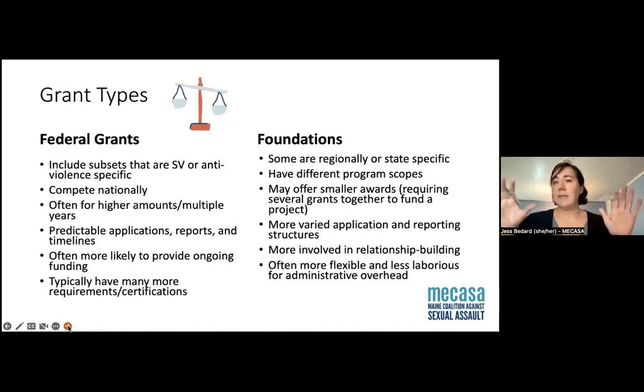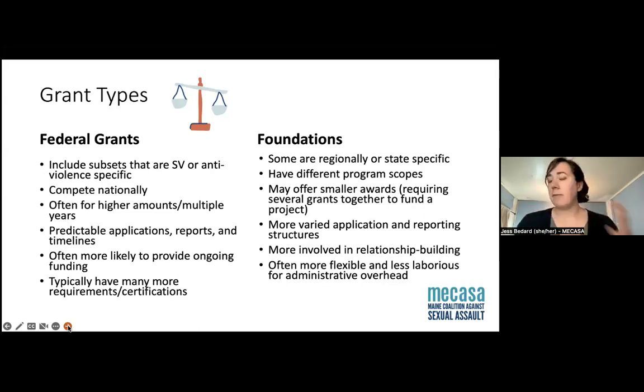Again, this is just a quick highlight on the foundations piece before we dive fully into the federal. Just a quick reminder for those from last session, federal grants are different from foundation grants. Often they will have subsets that are sexual violence specific or anti-violence specific. Of course, in federal grants, you're competing nationally, so it's a much broader scope of competition, but you're also often competing for higher amounts of funding, and more likely to be funded repeatedly for multiple years, so it's more sustainable.